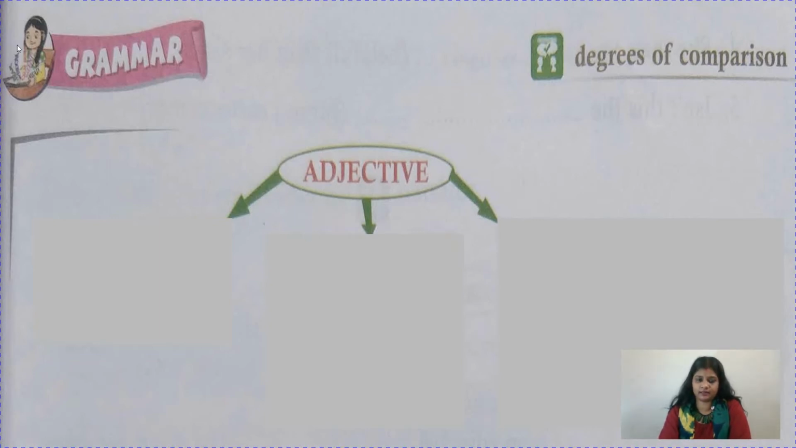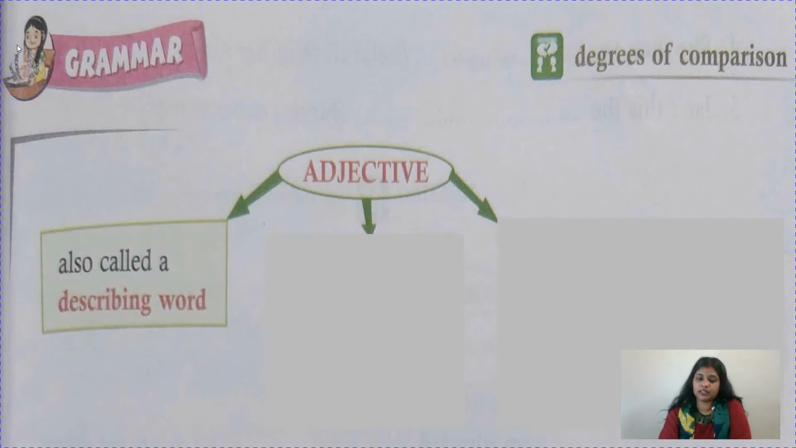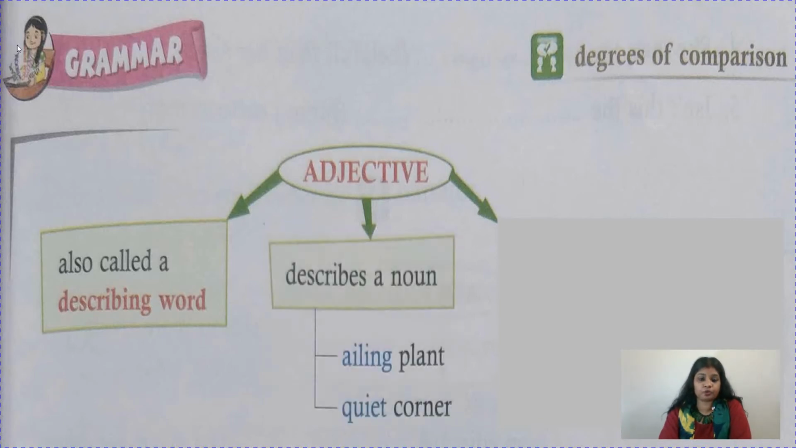Like I say, black crow. Crow is a name of a bird, and which word is describing it? Black. So black crow. Suppose I say, children, short girl or beautiful girl or pretty girl or intelligent girl. All these words are describing girl. Girl is a noun. It is a name of a person. So adjective is also called a describing word. What does it describe? It describes a noun.